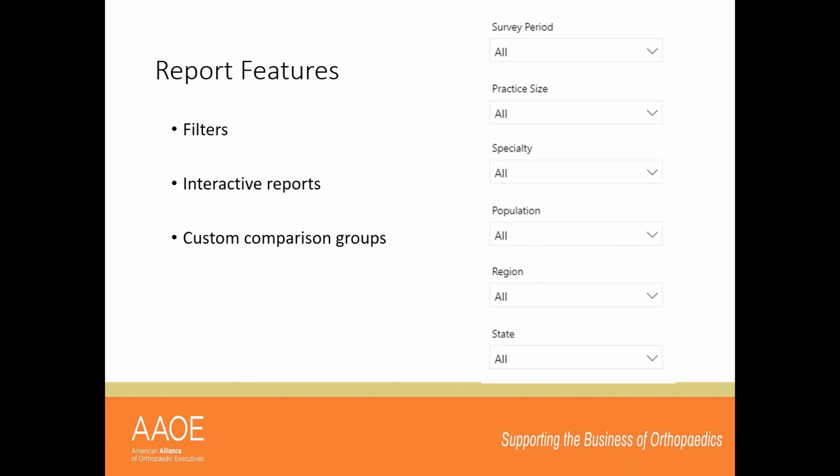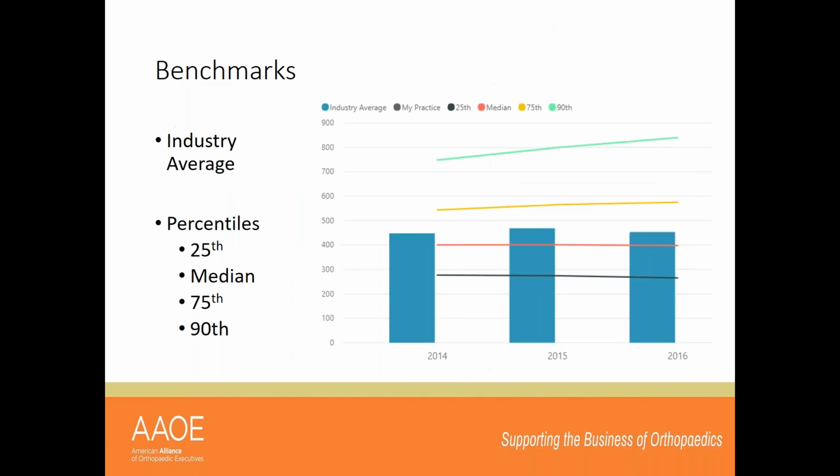Like I said earlier, you're able to filter, and I think that's what's unique about our survey. You can break it down by different years. You can go to the survey period, which you can break down just looking at 14 or 15 or 16. You can break it down to the practice sizes that we showed in that pie chart. You can really look at subspecialties, so you could look at foot and ankle versus total joint, and you could break that down to the population of the city you live in or the region that you are represented, so you can get a good apples-to-apples comparison.